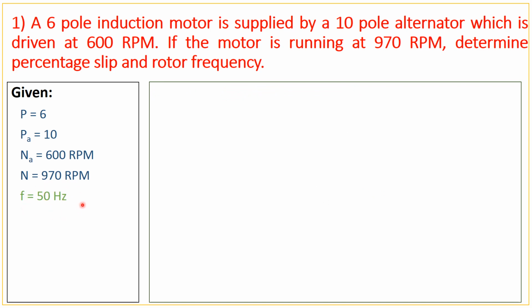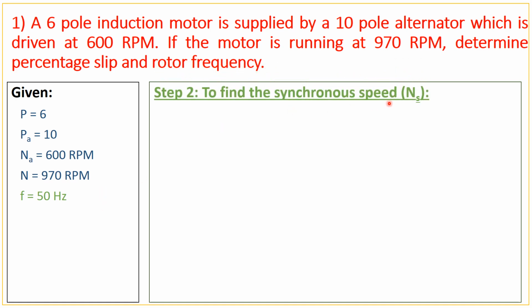So now I have the frequency and I have this data. The second step is to find the synchronous speed. Since I have got the frequency, I can find Ns, that is synchronous speed. Ns is equal to 120 F by P. Now this P is the pole of the induction motor. So 120 into 50 by the poles of the induction motor, which is 6. So 120 into 50 by 6 is 1000 rpm. So the synchronous speed of the induction motor is 1000 rpm.